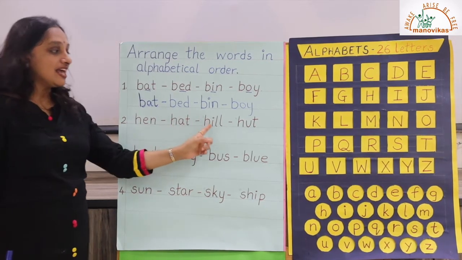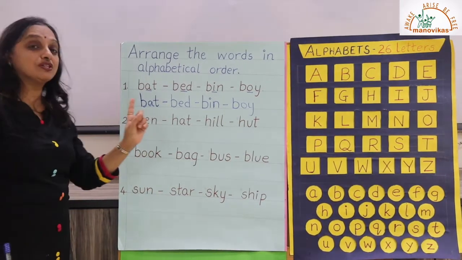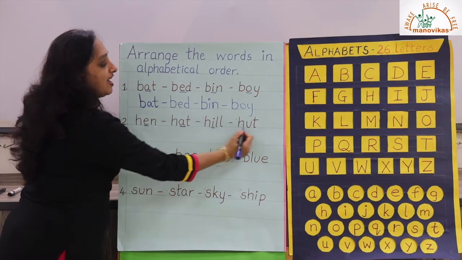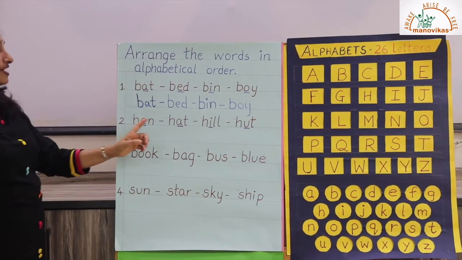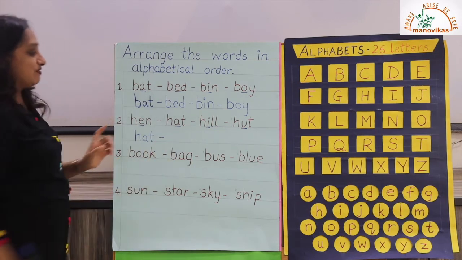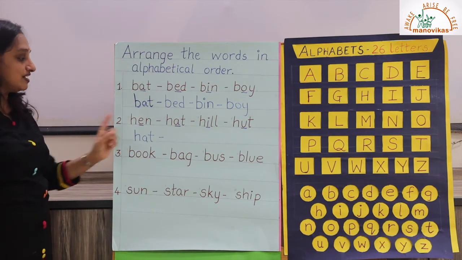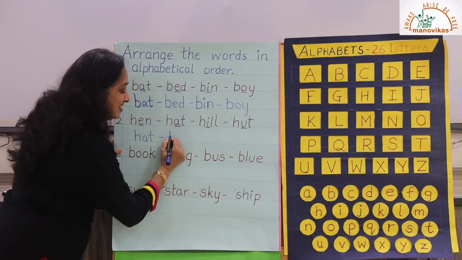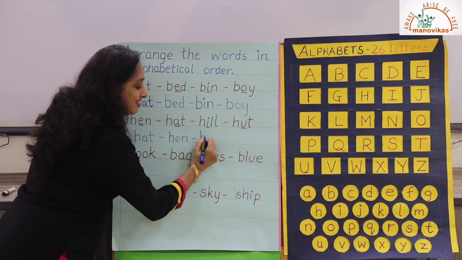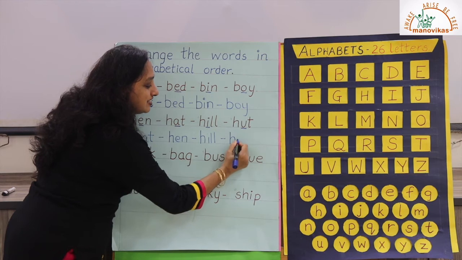Hen, hat, hill and hunt. Again, the first letters are the same. So, we look at the second letter. We have E, A, I and U. So, first A, so we write hat. Then we have E, I and U. So, which letter comes first? E. So, then hen. Then I, hill. And last, hut. That is U.